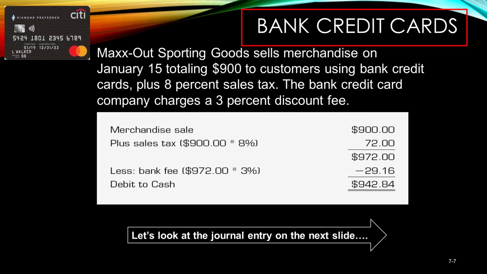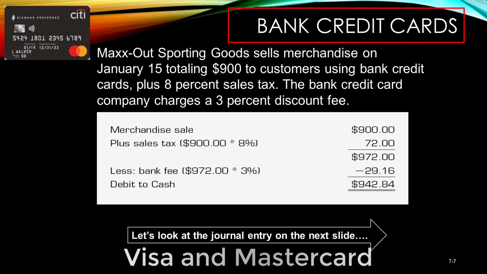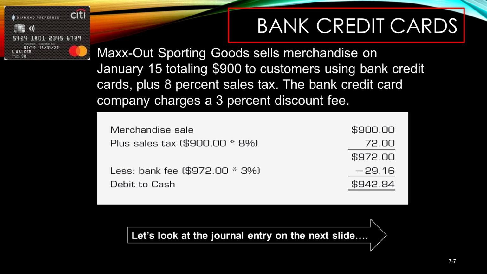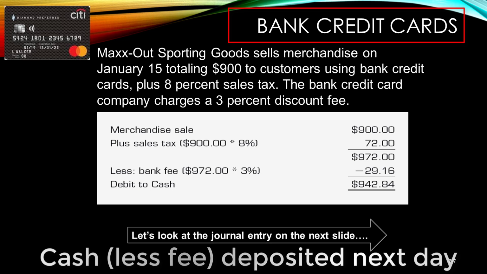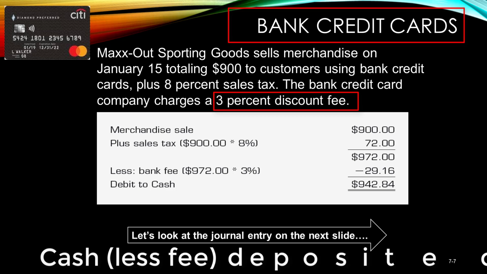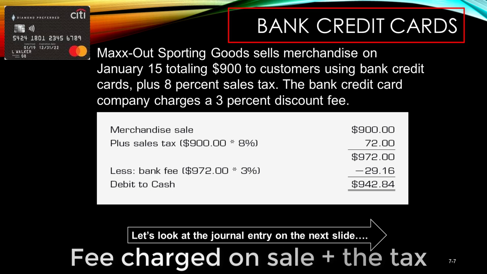Companies often take bank credit cards for sales. This shifts the risk of collection over to the bank. Today, the two most widely accepted credit cards are Visa and MasterCard. These are known as bank credit cards. The way it works is that companies usually get cash deposited in their account within 24 hours, but the bank charges a 3% discount fee or something similar in order to process the account. By the way, that 3% surcharge is charged on the amount of the sale plus the tax.